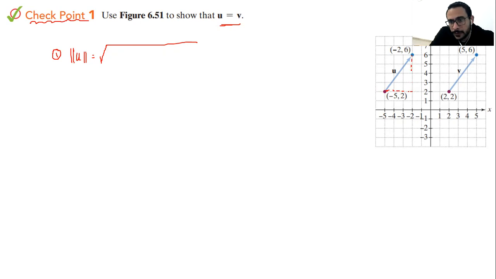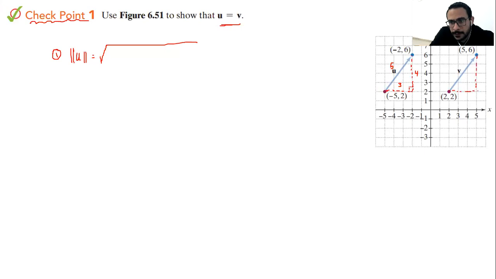You can find it also like this. Here the distance is 3, and here 1, 2, 3, 4, it is 4, and here is 3. So sure, this one is 5.